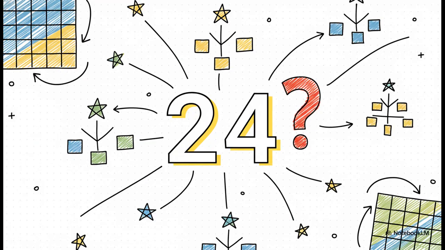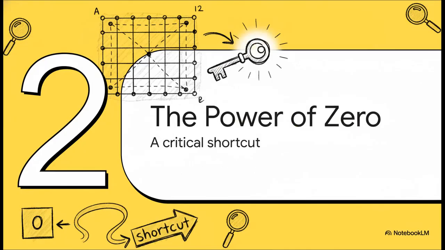So for our 4x4 matrix, the formula tells us we have to calculate 4 factorial. That's 4 times 3 times 2 times 1, which is 24 different products. Phew, that's a lot of number crunching. But what if I told you there's a hidden shortcut, a way to cut that number in half before we even start? And that shortcut? Well, it's been hiding in plain sight this whole time.